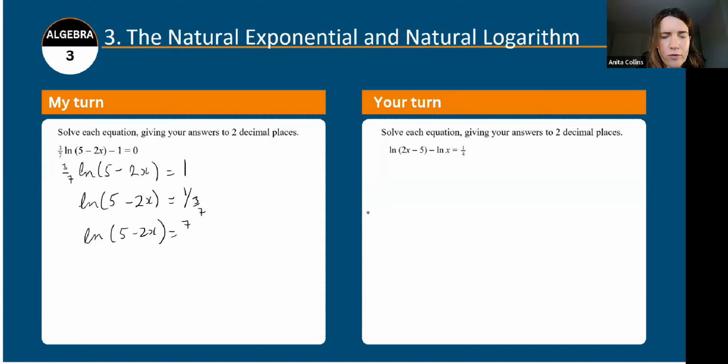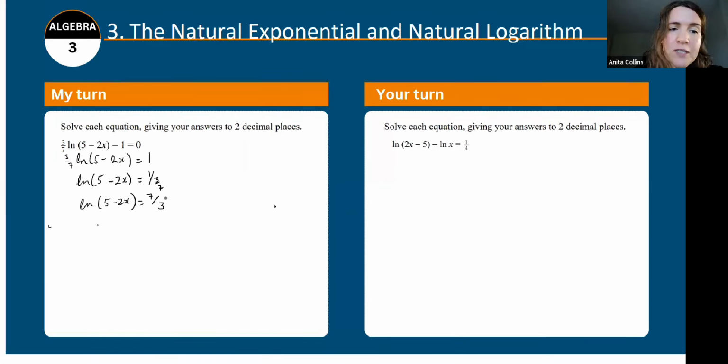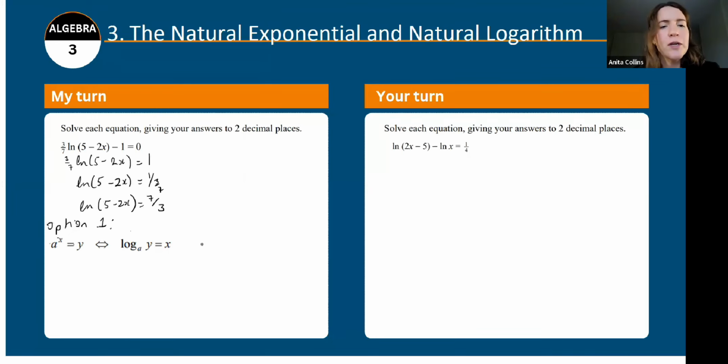So that's 7/3. Okay, so there are 2 ways of proceeding from here, and I'm going to show you both options because I'm not sure which one you prefer and I'm not sure which one you have been learning in school. Both are valid, and I wouldn't say any one is easier than the other. So the first one involves the switcher law. I'm just going to copy the switcher law in again. We need to remember that earlier in this video, we said that ln was just log base e. So instead of ln, I can write it as log base e of 5 minus 2x is equal to 7/3. So I've changed my ln to log base e and kept everything else the same.